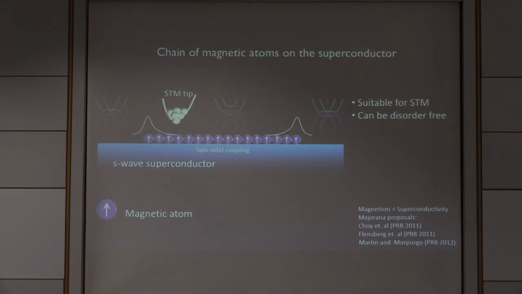So now you can imagine that you can realize the same situation as in semiconductor wires. If you have a chain of magnetic atoms which is ferromagnetically coupled, and you have a superconductor with strong spin-orbit coupling, then inside of this chain you have an inverted band structure, while outside of the chain you have a non-inverted band structure, and you can expect Majorana fermions to occur at this interface, at the boundary.